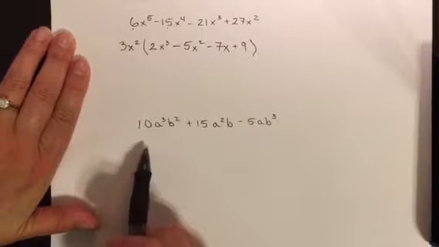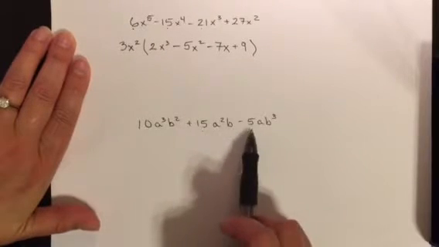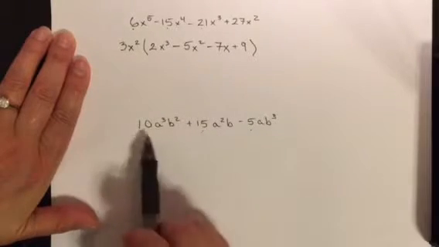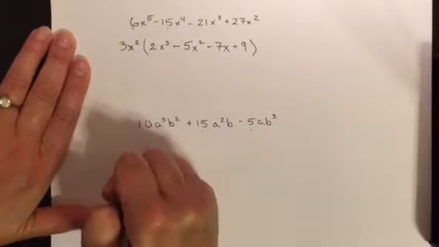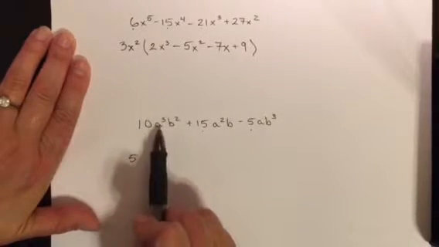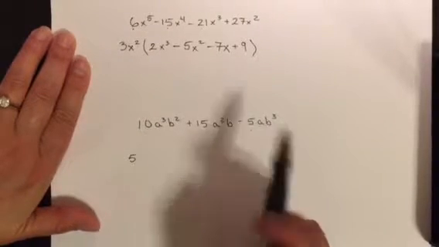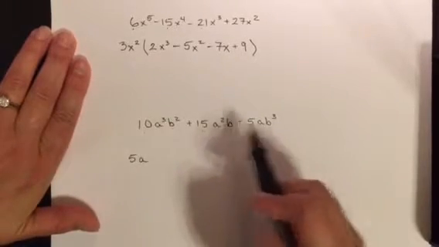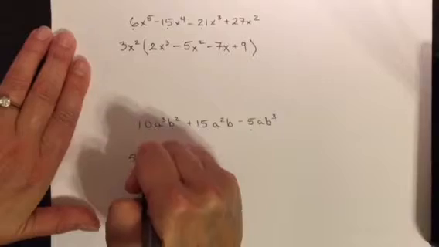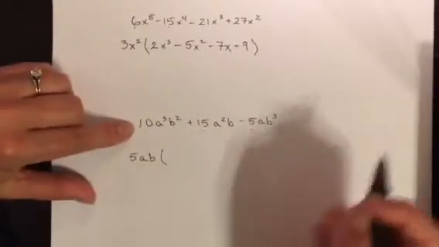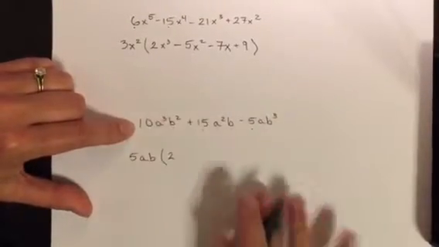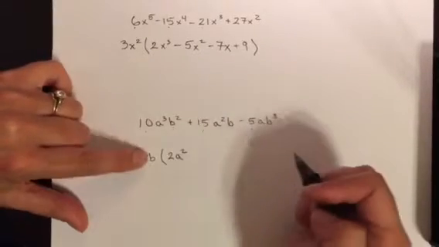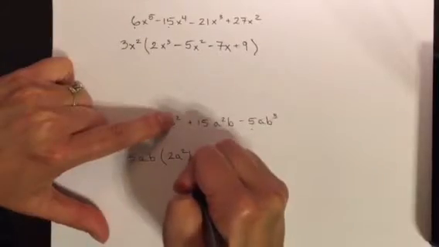Now this last one down here, again, I'm looking for common terms that I can pull out. So I've got 5. All of my numbers 10, 15, and 5 are divisible by 5. And then I've got a cubed, a squared, and a, so I can pull one a term out of each of these. B squared, b, and b cubed, I can pull one b term out of each of these. 5 times 2 will give me 10. I already have one a, so I need 2 more. And I have one b, so I need 1 more.